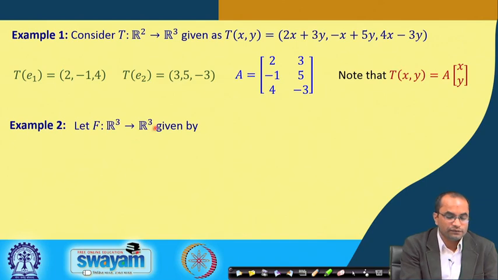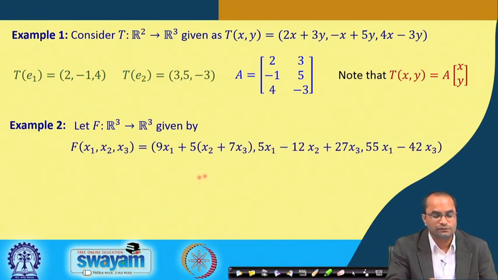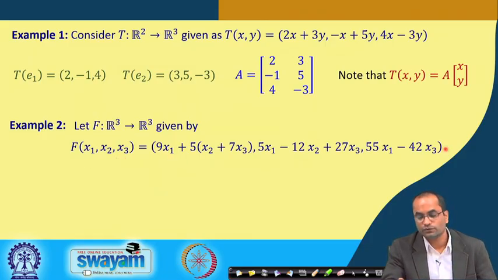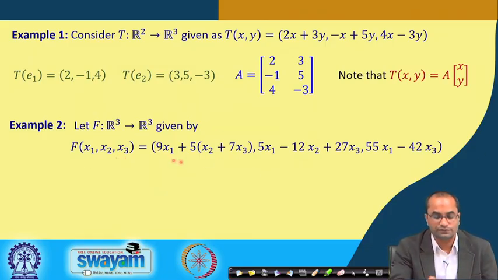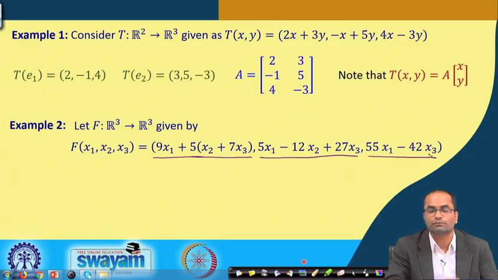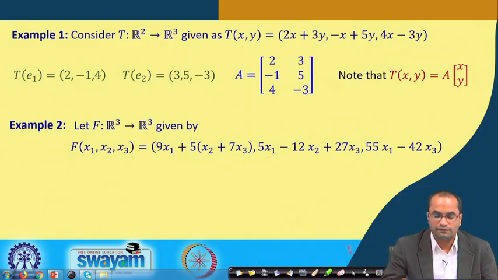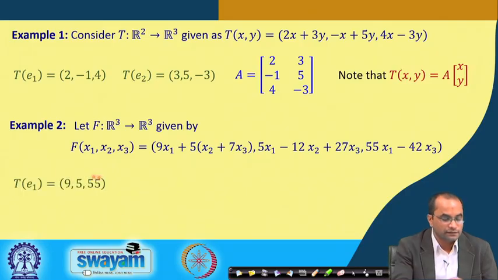One more example we can look at quickly here, from R^3 to R^3, which is given by an element from R^3, and then here also we have an element from R^3. This is the first component, then the second component, and the third component. So, this maps R^3 to R^3, and here we can use the same idea as before: we compute T(e1), which comes out as (9, 5, 55).